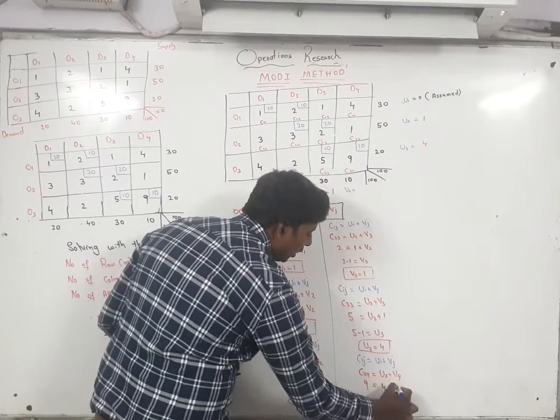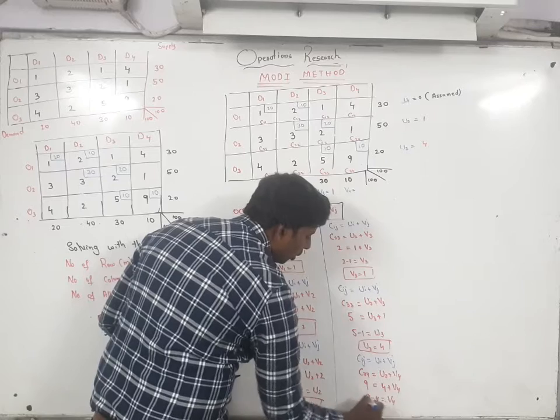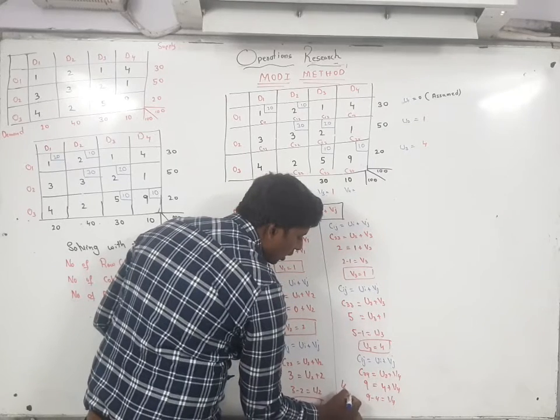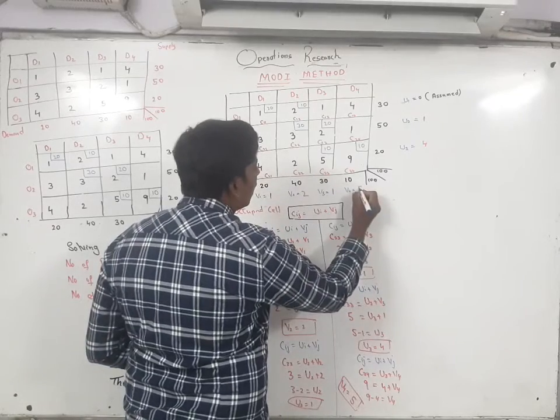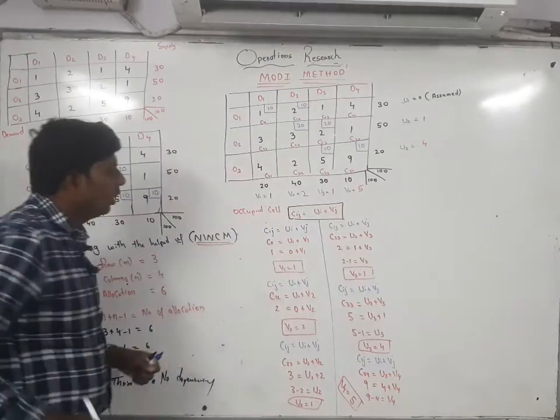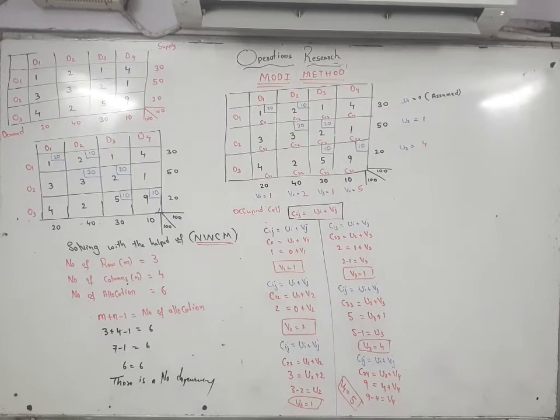4 plus V4. So 9 minus 4 is equal to V4. So V4, how much are you getting? 5. So here you can write the 5. So first you have to take the occupied cell. In the occupied cell, how to find out the formula? The formula is simple: Cij is equal to ui plus vj.